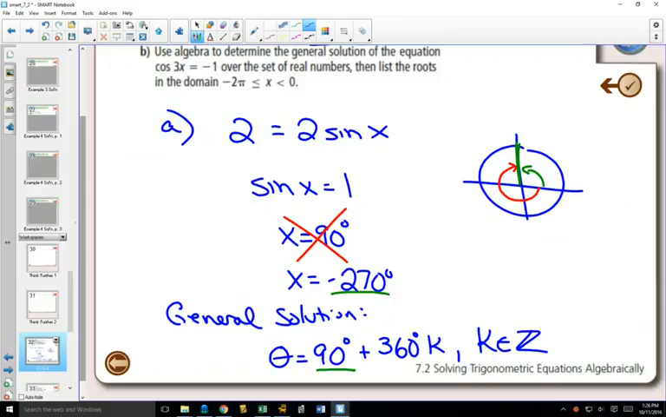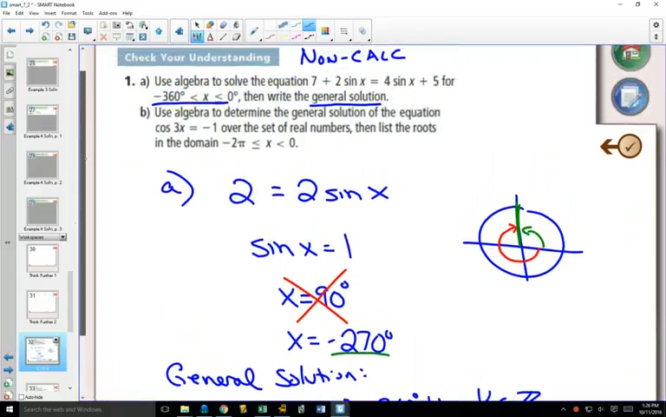Now for part B, use algebra to determine the general solution. So we want the general solution. And then it says write the answers between negative 2 pi and 0. So the fact that it says between negative 2 pi and 0, now we're thinking in radians.